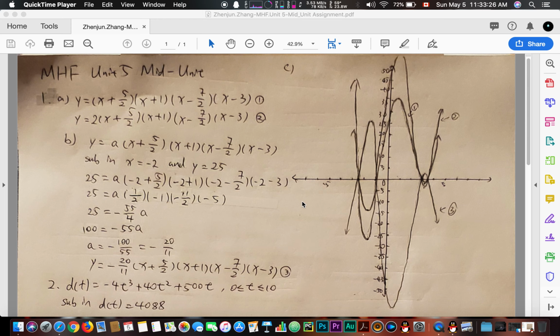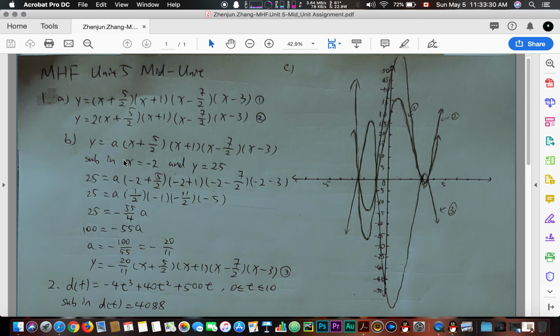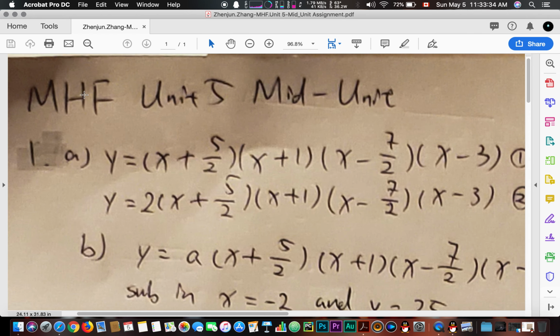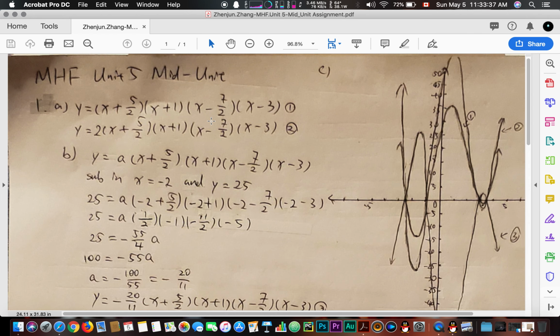Okay, guys. So today, what are we doing? We are doing MHF Unit 5 Mid-Unit Assignment. Look at the title. It's Unit 5 Mid-Unit Assignment.